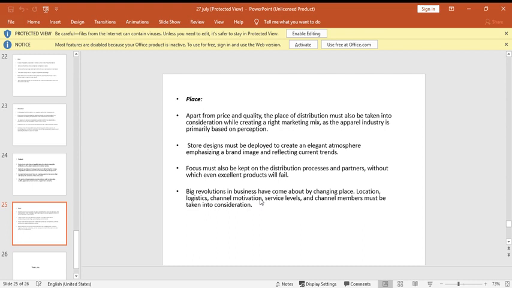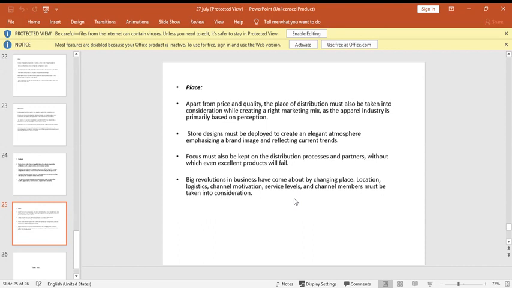Big revolutions in business have come about by changing place. Location, logistics, channel motivation, service levels, and channel members must be taken into consideration.